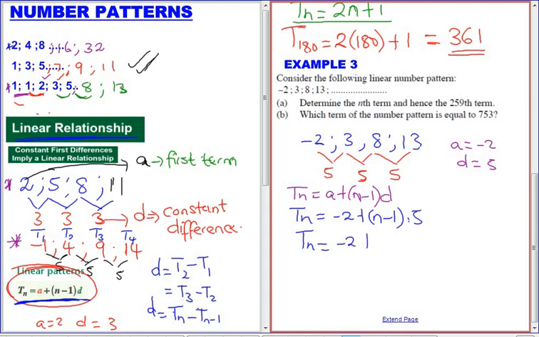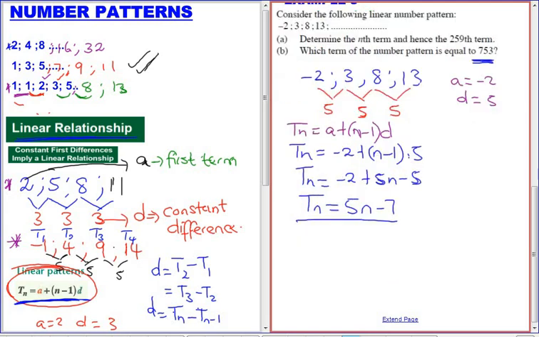I will just show you this thing. 5n minus 5. And then of course, if you get the general term, it will now be 5n minus 7. Right. So now after you get to 5n minus 7, we want to figure out which term is equal to 753.